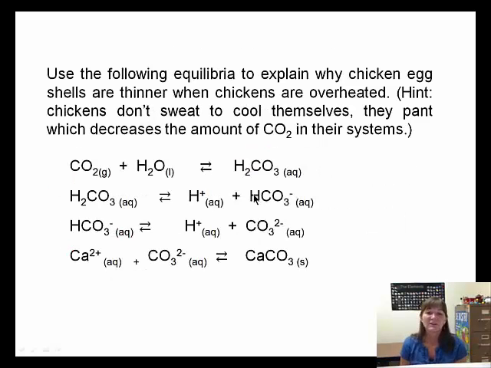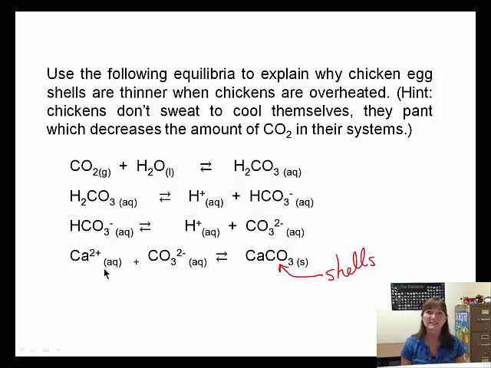So use the following equilibria to explain why chicken egg shells are thinner when chickens are overheated. And here's a hint. Chickens don't sweat to cool themselves like we do. They pant, which decreases the amount of carbon dioxide in their system. So let's look at this for a second. This calcium carbonate solid is the eggshells. And we have all these systems at equilibrium happening inside the chicken's body.